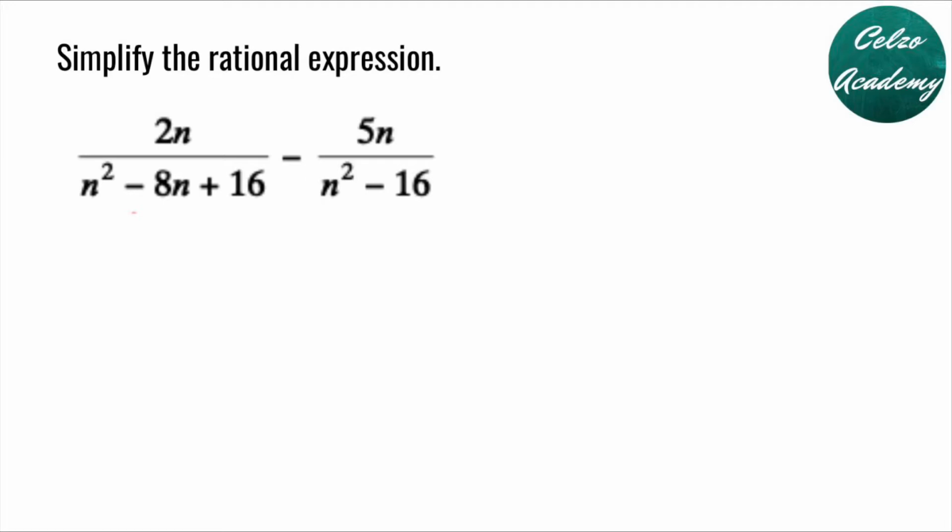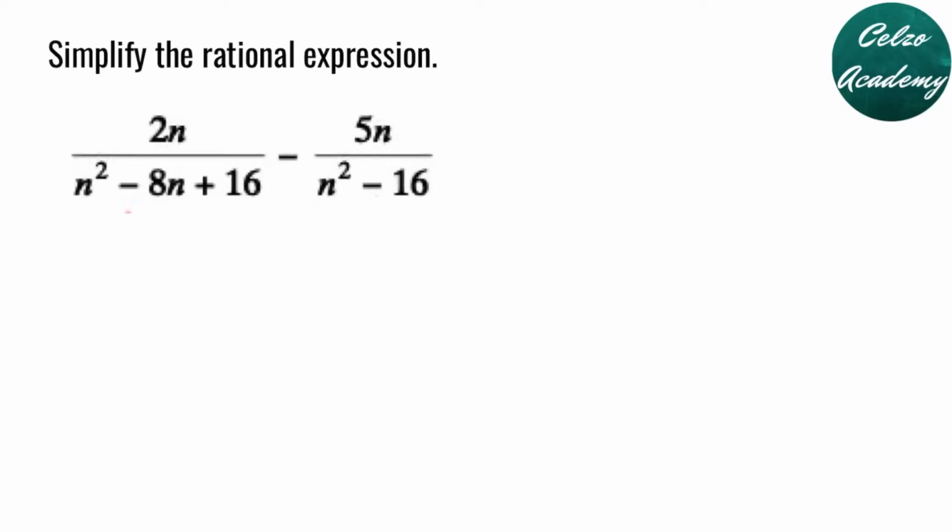Subtracting rational expressions is the same thing as subtracting fractions. The first thing that we need to do here is factor out both denominators. The first denominator, n squared minus 8n plus 16, is a perfect square trinomial. Or you can also factor this by finding factors of 16 that will give a sum of negative 8. And that is negative 4 and negative 4.